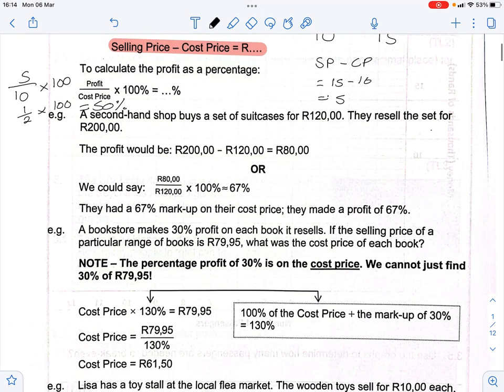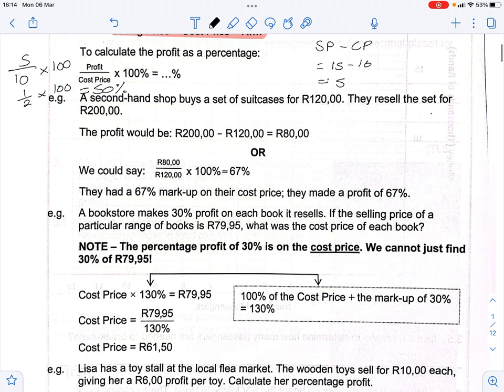Next, they give us another example of the secondhand shop, and I'll let you guys look at that. Thereafter, a bookstore makes a 30% profit on each book it resells. If the selling price, so this is important information, if the selling price of the books in a particular range is 79.95 Rand, what is the cost of each book? Now they tell you the percentage profit is 30%, so that is our markup percentage.